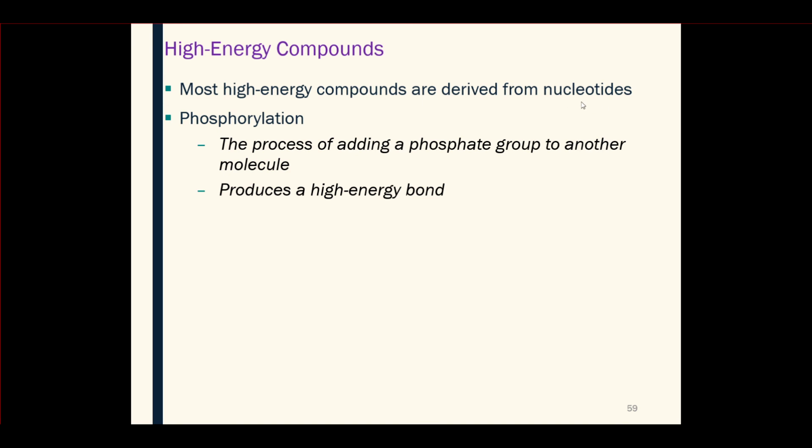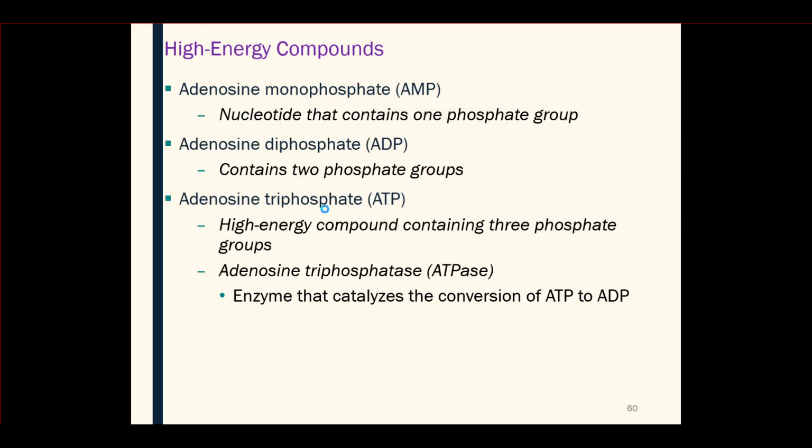If I take a nucleotide and add more phosphates to it, that process would be known as phosphorylation. So this is the process of adding phosphate groups to another molecule, and we end up producing this high energy bond. Let's take a look. I'm actually going to skip this slide for a minute.